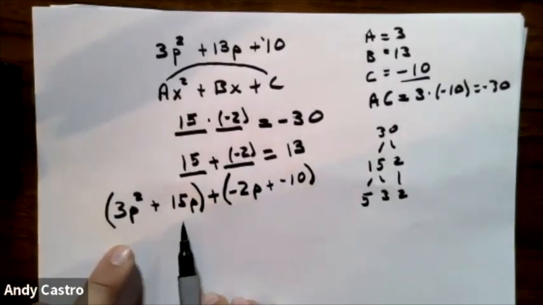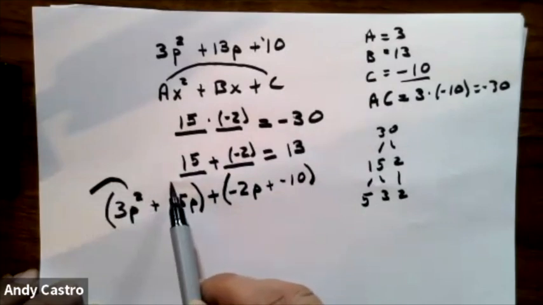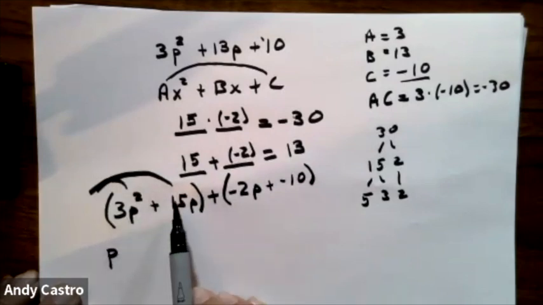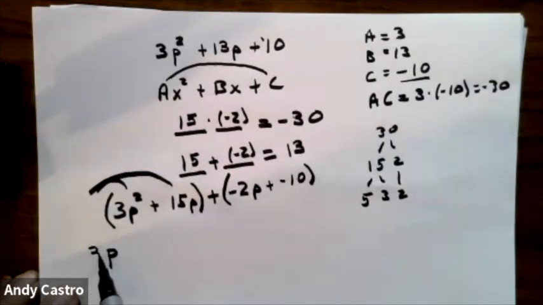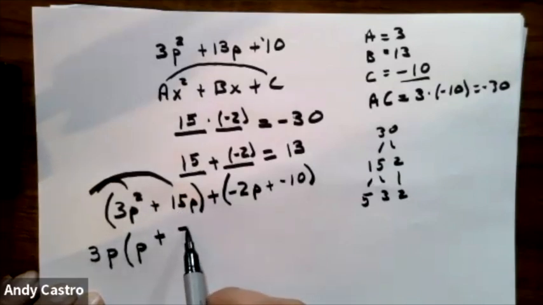Now that I've added the parentheses, I want to pull out common factors. Here we can clearly see there's a p, so I'll go ahead and get a p out. Then 15 and 3 both share a 3, so I can pull a 3 out. If I pull out a 3p from 3p squared, I'm simply left with p. And if I pull out a 3p from 15p, then I'm left with 5.